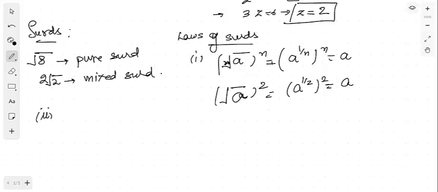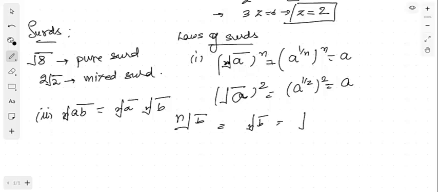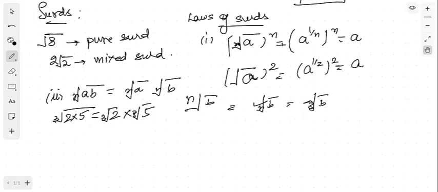Then second property, if it is written like n root of ab, then you can write it as n root a into n root b. This n is not a term being multiplied; it is the n present here, like the cube root of b. So this 3 is the n here. Okay, so n root ab can be written as n root a into n root b. Okay, I will give you one example also. Cube root of 2 into 5 is given, and you can write it as cube root of 2 into cube root of 5. Okay, this is the second property of surds.